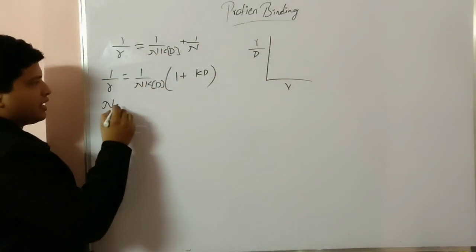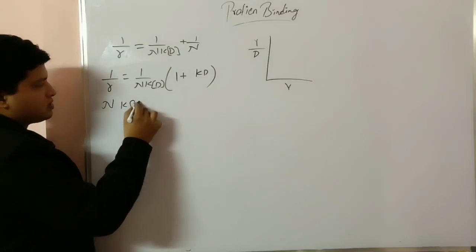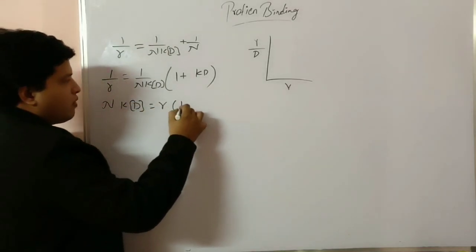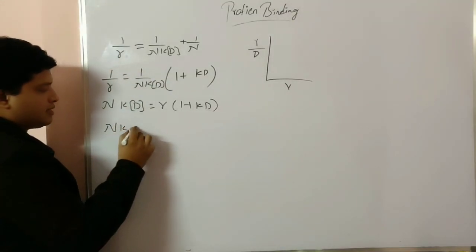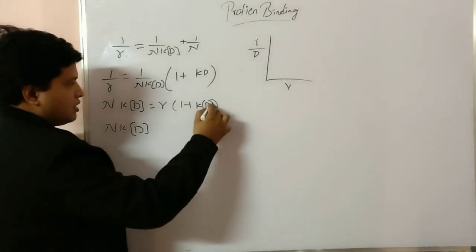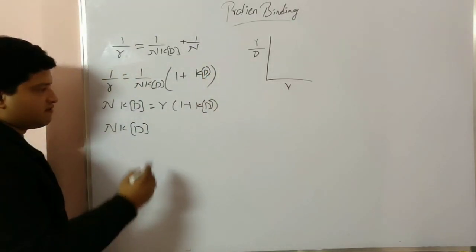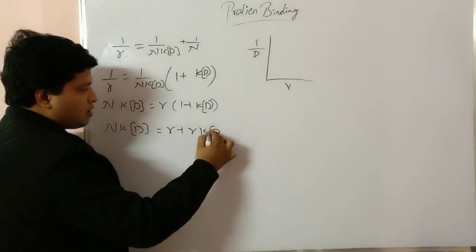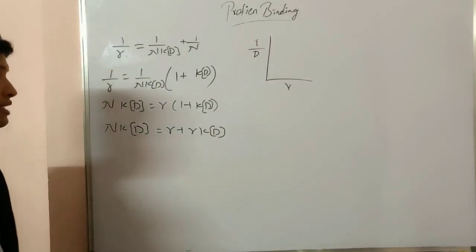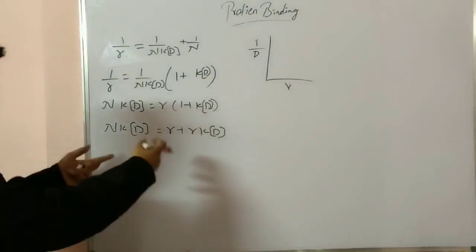You will get n k, drug concentration is equal to r into 1 plus k d. Multiply this r to this, you will get n k drug concentration. Wherever I am writing d, it is the concentration of drug. Okay, is equal to r plus r k drug concentration. What I said, I want r by d. So how to do that?